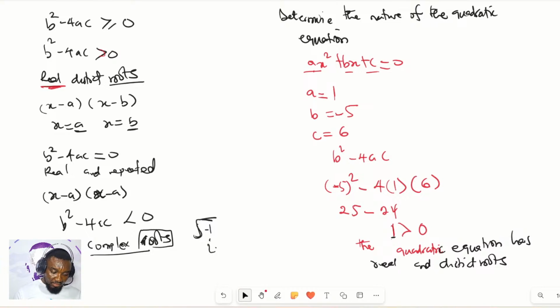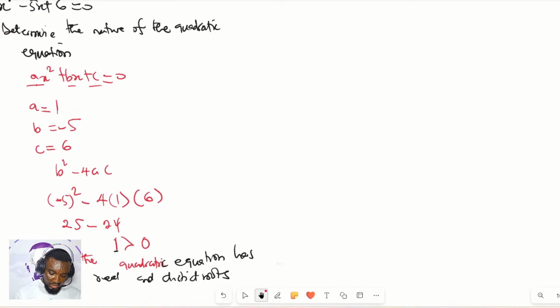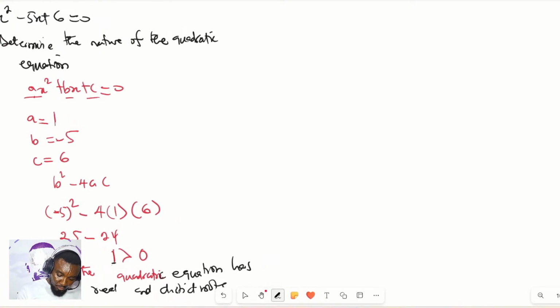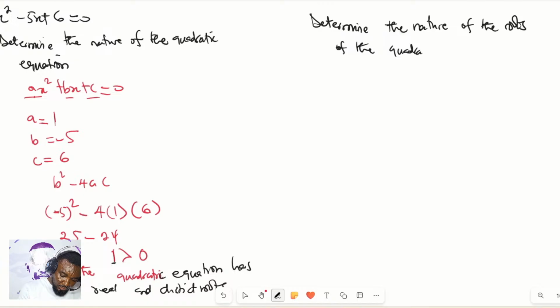So let me give another example. You take your time and go through it and then determine it. The question says: determine the nature of the roots of the quadratic equation x squared plus x plus 12 is equal to 0.